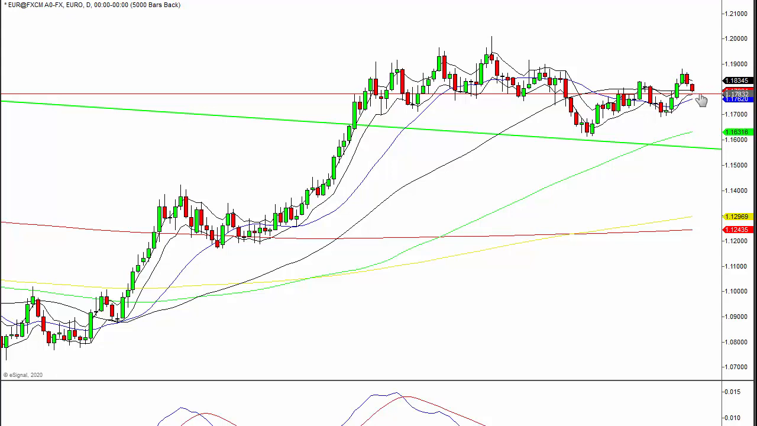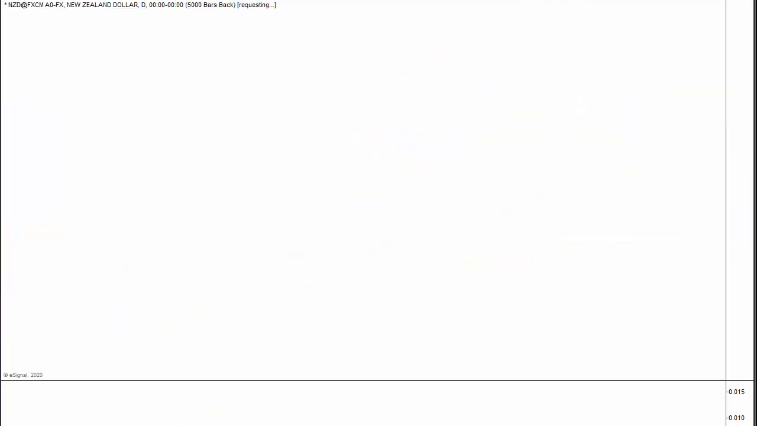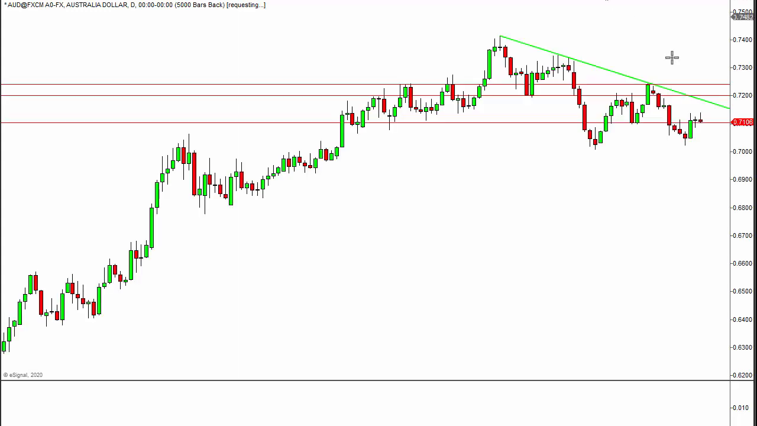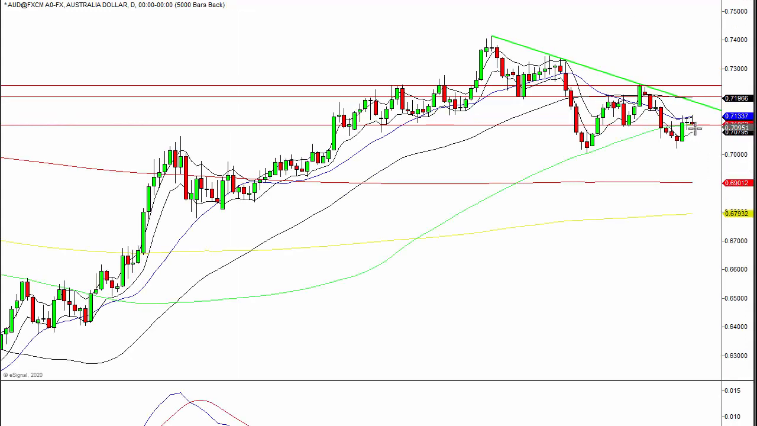We've got PMIs out this morning, so I'm really watching the euro for those PMIs. Let's have a quick look at the Kiwi and the Aussie, and then dollar CAD, because dollar CAD is interesting. Kiwi's held up quite well there after its couple of nice up days, and the Aussie, interestingly, didn't really do as much, but still just sort of holding there.